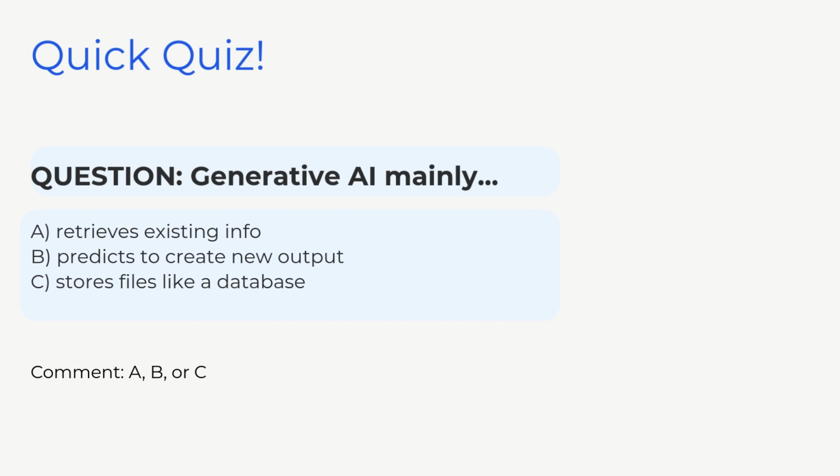Quick quiz. Generative AI mainly: A, retrieves existing info, B, predicts to create new output, or C, stores files like a database. Comment A, B, or C, and I'll pin the correct answer.